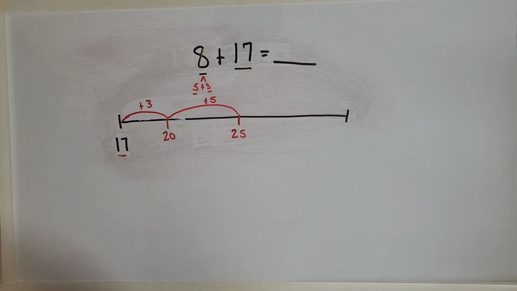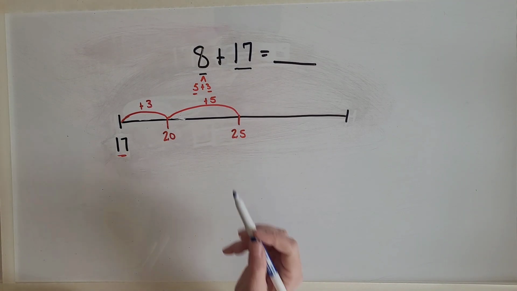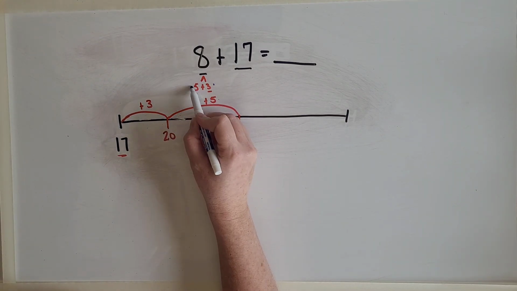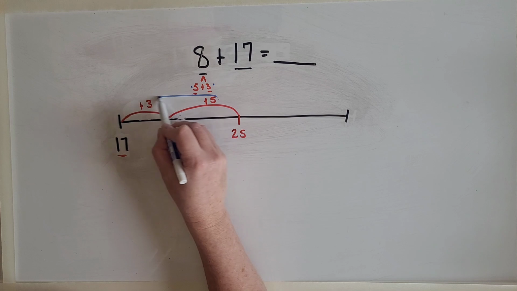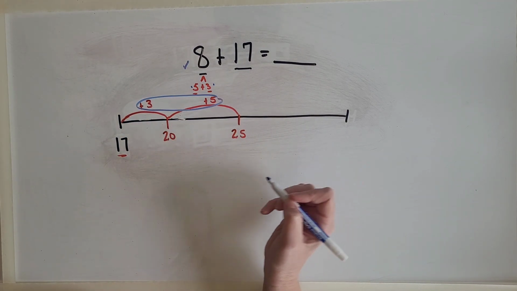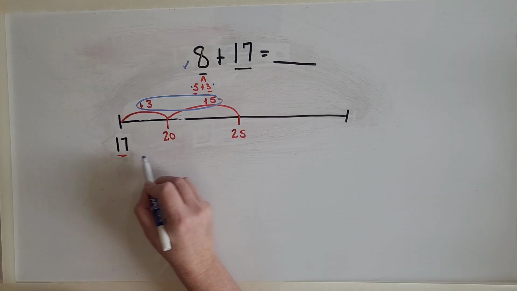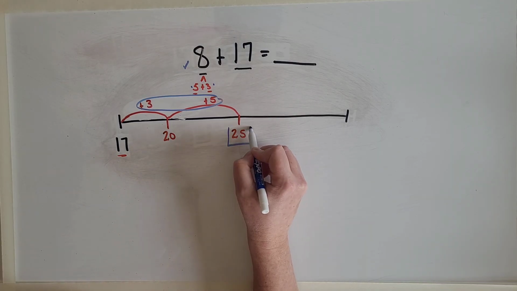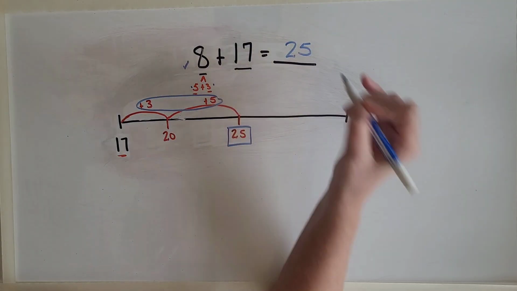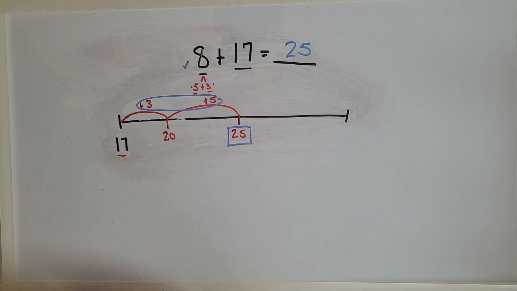Now before I'm done and just assume that that's my answer, I want to check my work. So I see my hop of 3, I see my hop of 5. Yep, 5 and 3, that makes 8. I've gone 8 places, and my answer should be the last place that I landed. So 8 plus 17 is 25. And that's a very basic use of an open number line.